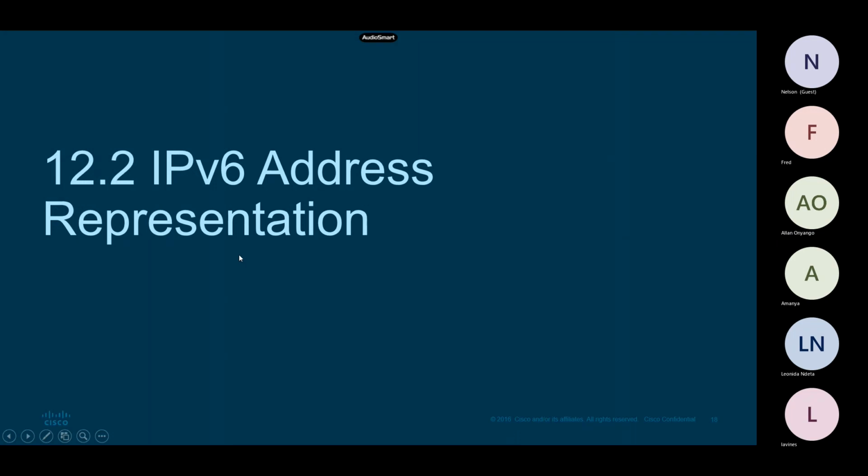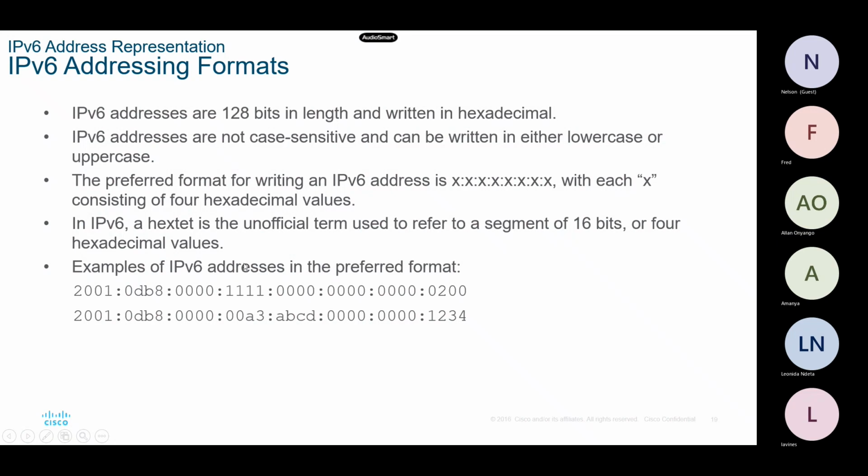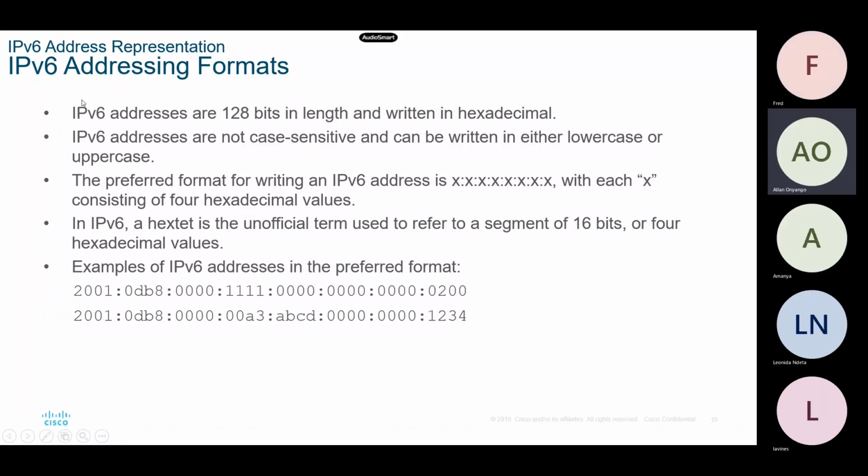Now, let's look at how we represent the format for IPv6. I know I have talked to you about this before. We know that an IP version 6 address has 128 bits, unlike its counterpart version 4, which is 32 bits. And IPv4 is written in decimal, like 192.168 something something. IPv6 is always written in hexadecimal.